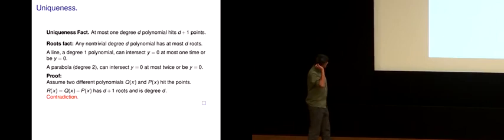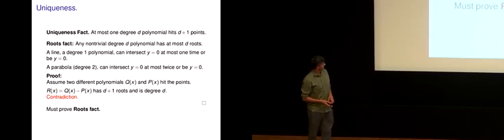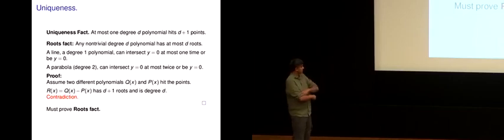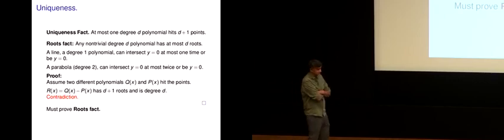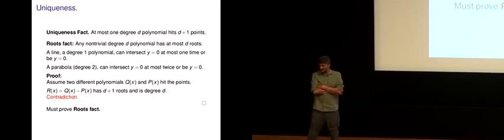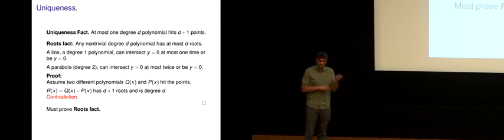Okay, so the trick here is to take these two polynomials and subtract them, really, and then use the roots fact. Okay? Okay, good. Okay, so now to finish, we have to prove the roots fact. Why is it that a polynomial has at most d roots? So again, intuitively, it's what you understand, right?